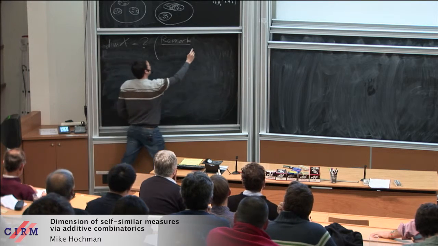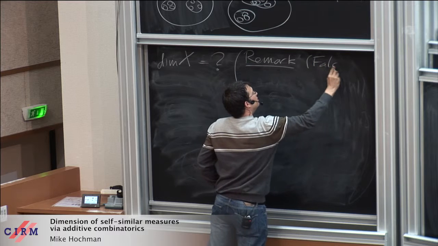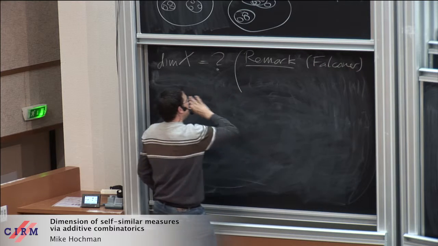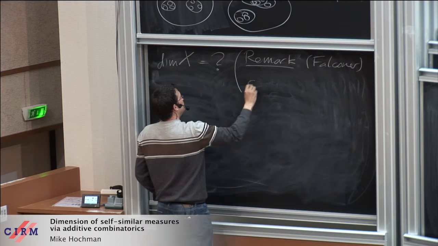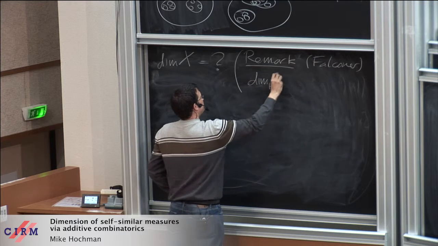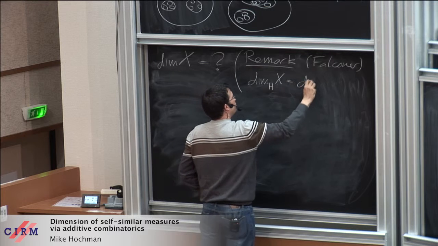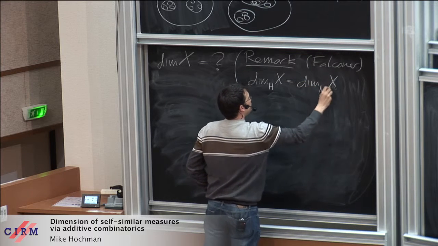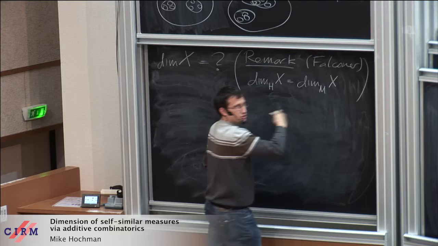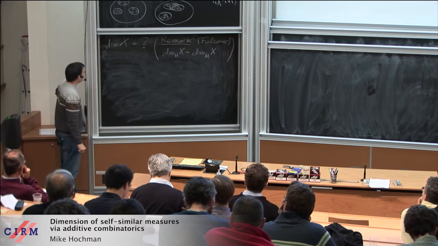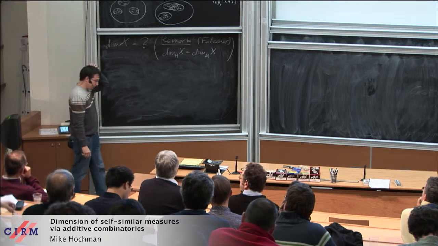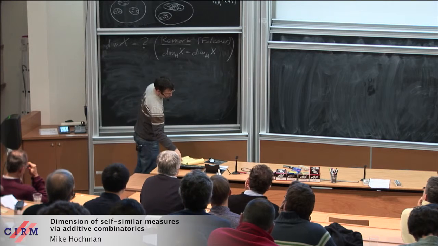The remark, and this is I think due to Falconer, is that in this case Hausdorff and Minkowski dimension are the same. So I'm just going to write dim. So the dimension here is the Hausdorff dimension, but if you prefer, you can think of the Minkowski dimension. For these nice sets, there's no difference. In general, of course, you can have different values. So what is the dimension? Well, there's some trivial things you can say.